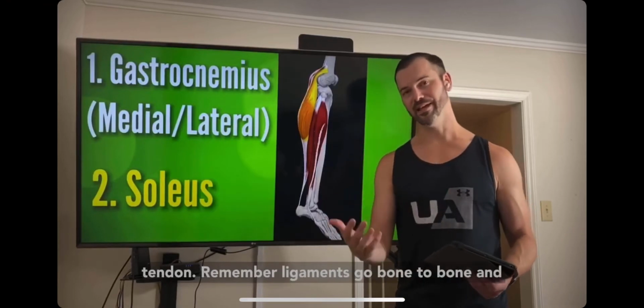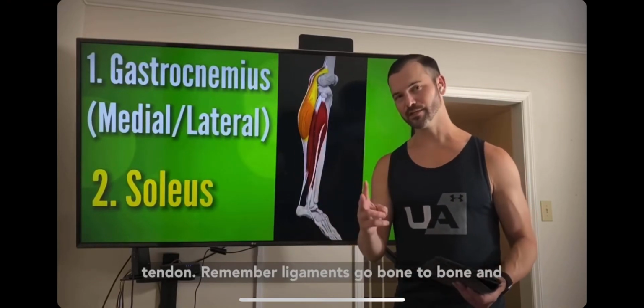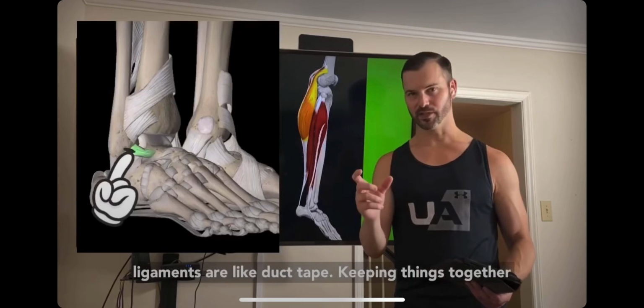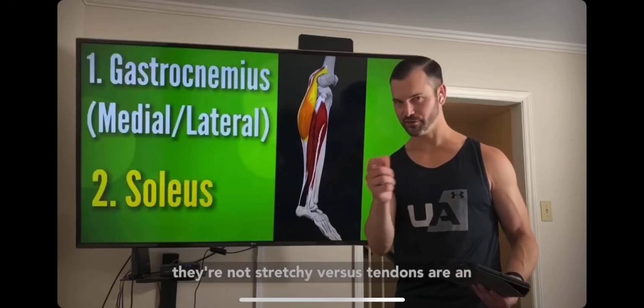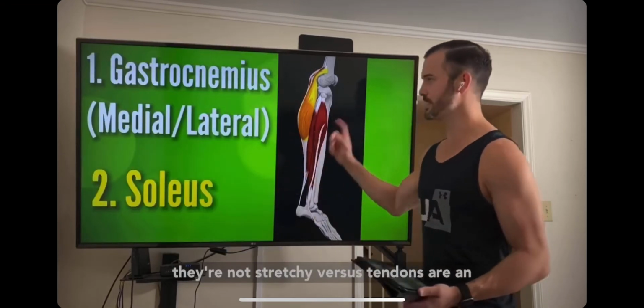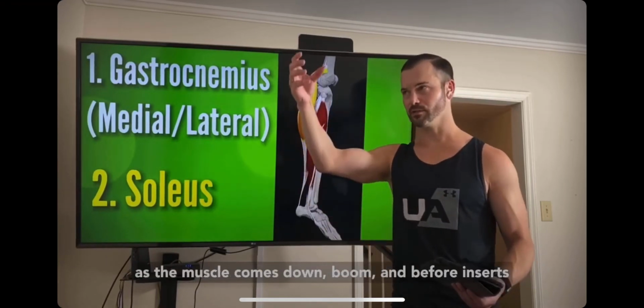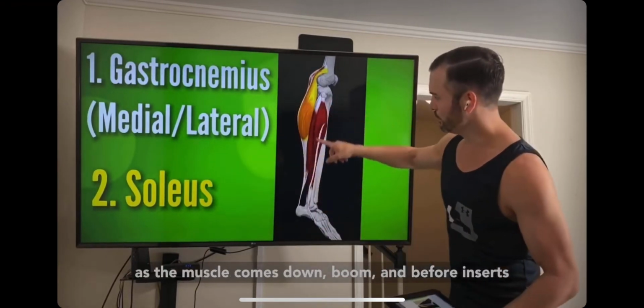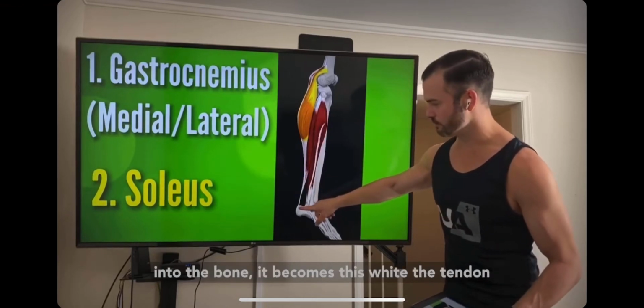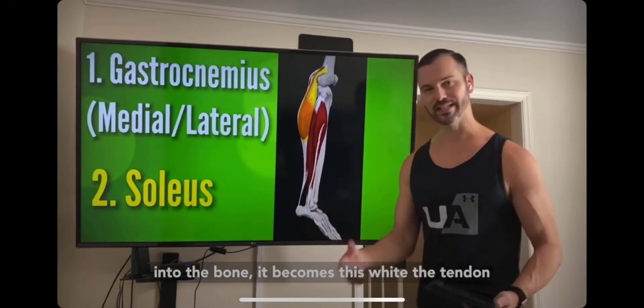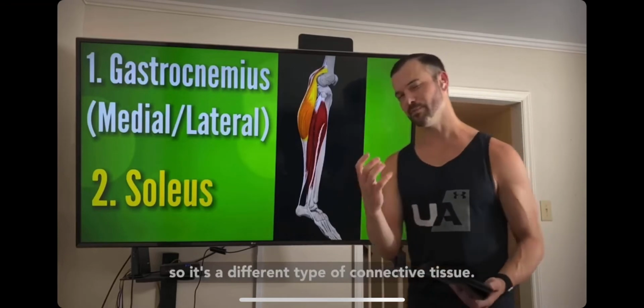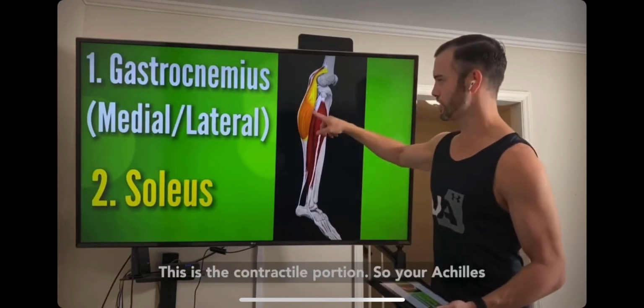An Achilles tendon. Remember, ligaments go bone to bone, and ligaments are like duct tape, keeping things together. They're not stretchy, versus tendons, which are an extension of the muscle belly. So as the muscle comes down, and before it inserts into the bone, it becomes this white part, the tendon. So it's a different type of connective tissue. This is the contractile portion.